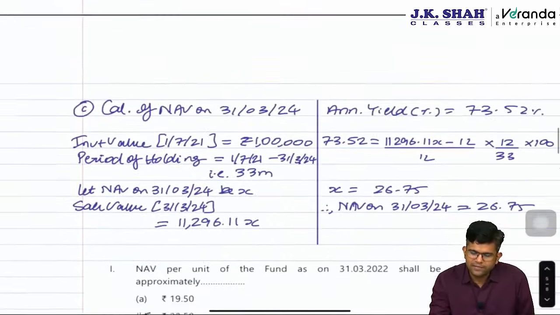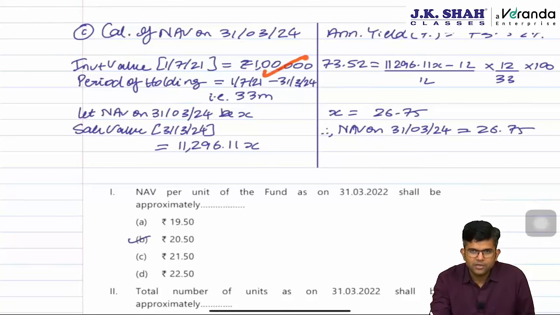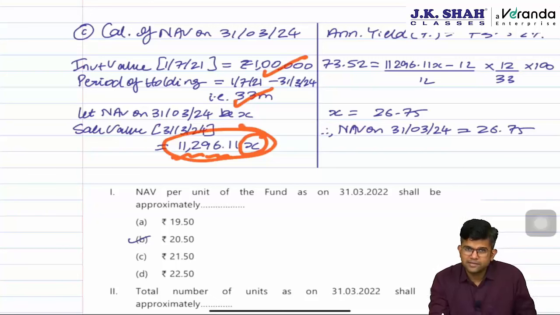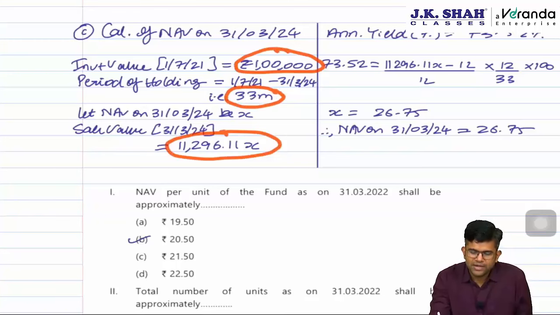So how do we calculate it? Very simple. So calculation of NAV on 31/3/2024. So as you know, my investment was 1 lakh. Over 33 months, can I say it grew to 11,296.11 units into NAV on that date. This will be the value of my investment on the last date. If I consider NAV on 31/3/24 to be X, do you realize this is the value of my investment on the last date? This is my investment value. Over 33 months, it grew to this. So can I say this gave me an annualized return of 73.52.